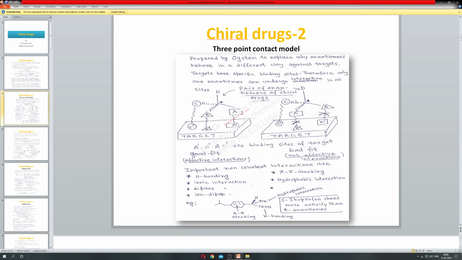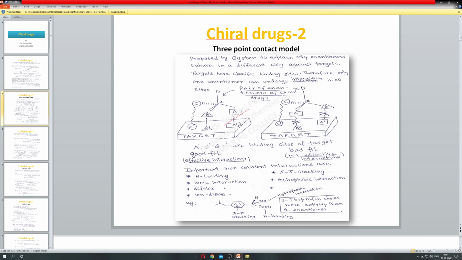So now this chiral molecule, which is the enantiomer of this molecule, when it is interacting with the same target, then only C can interact efficiently with C prime, whereas A cannot interact with A prime and B also cannot interact with B prime. So this is an example of the good fit and this is an example of the bad fit. Means here we will have a more effective interaction, here we will have a less effective interaction.